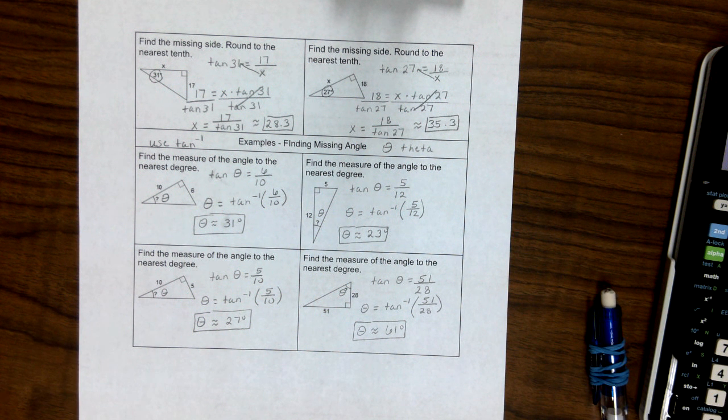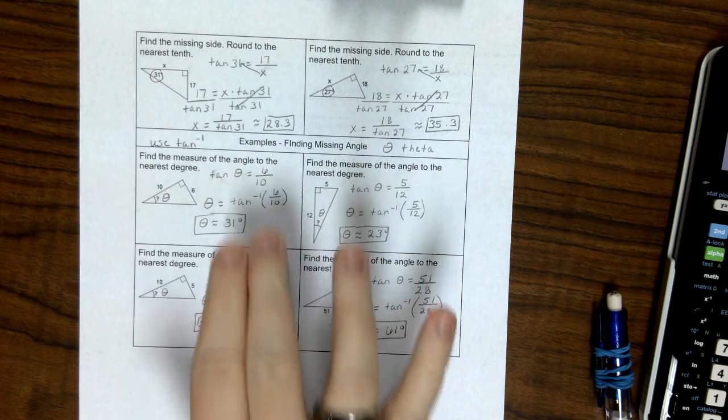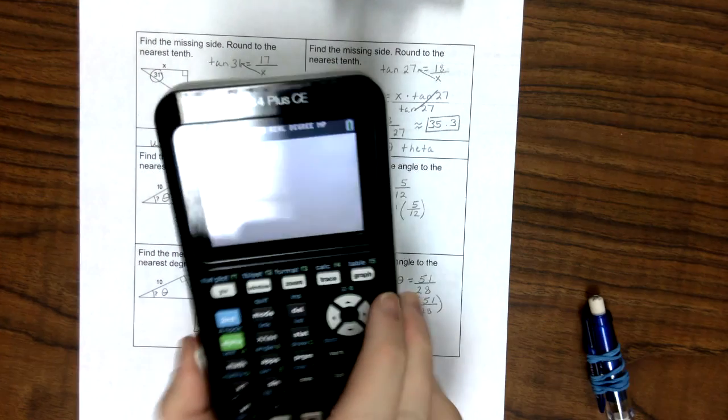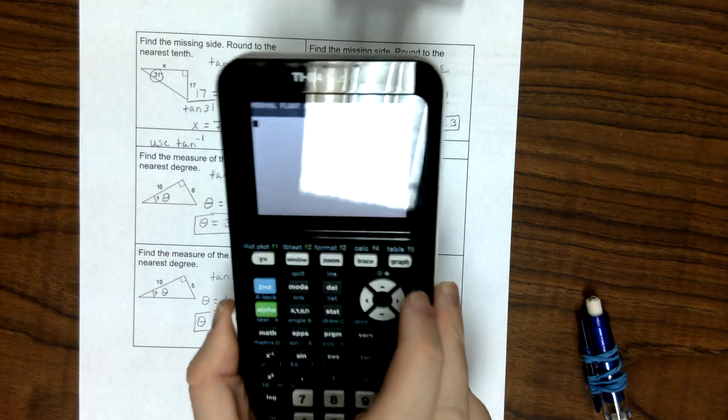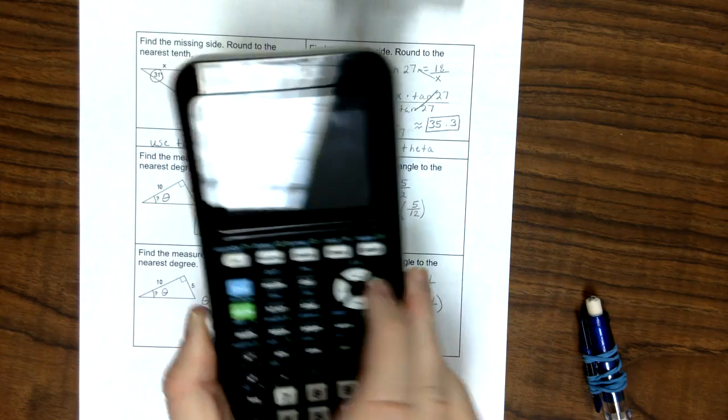Okay, so that's tangent. How to write the ratio, how to find a missing side, how to find a missing angle. It's not too bad if you understand that tangent is opposite over adjacent, and then how to set up each equation appropriately, and then using the calculator. You need to use one of these guys, okay? So use the one on your Chromebook, or if you have one of your own, use it.